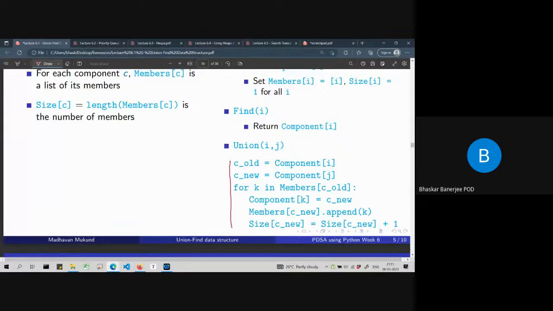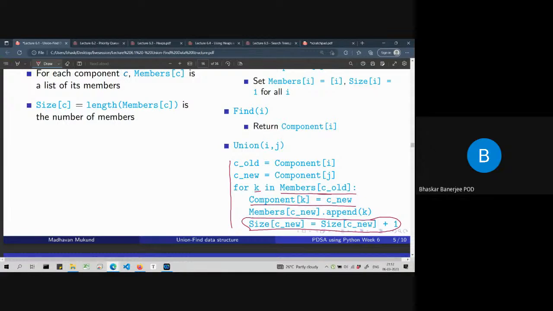So here we are using the C members, C old, and I am not using the if condition, because I already know that all the vertices K are basically members of C old. So we would change the component of K to C new. That is fine. We would add the new members in the new members dictionary. This is very important. Size of C new, it's very simple, trivial, but this would actually help us. Size of C new equals size of C new plus 1.